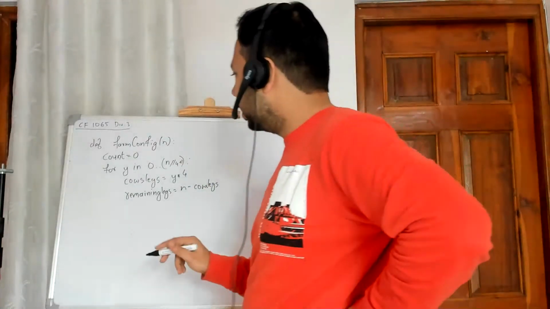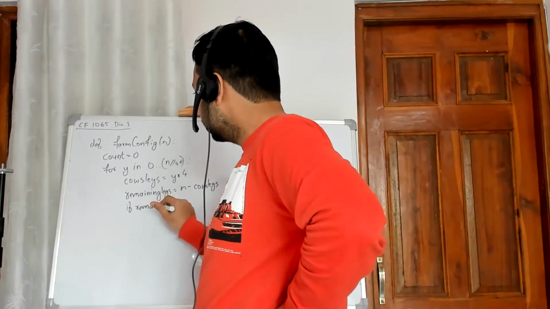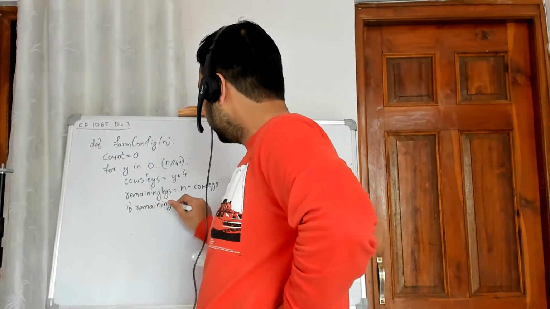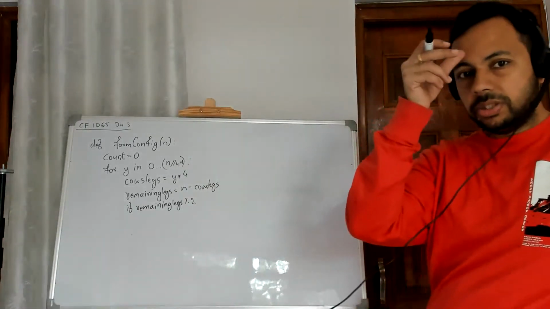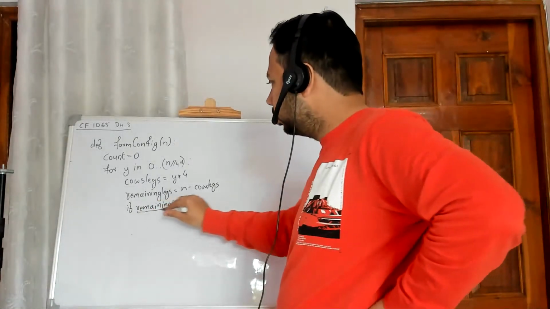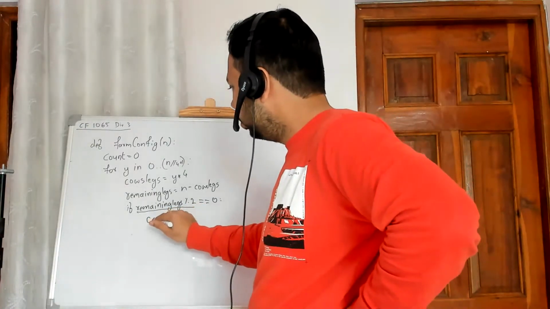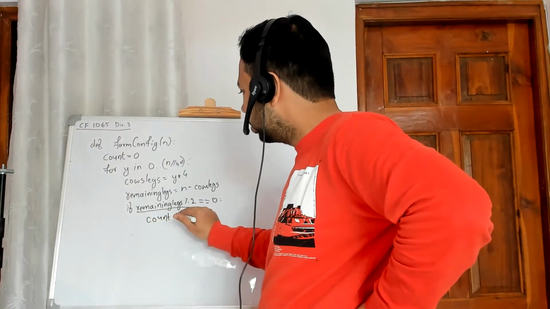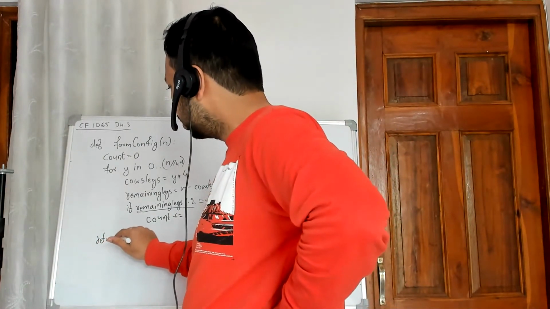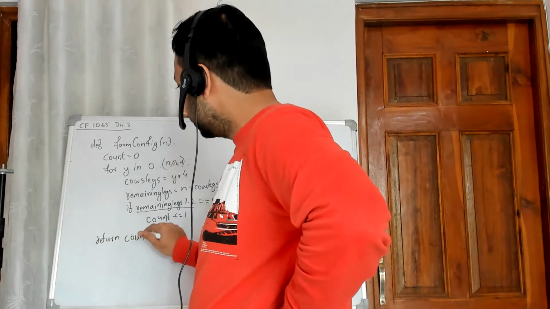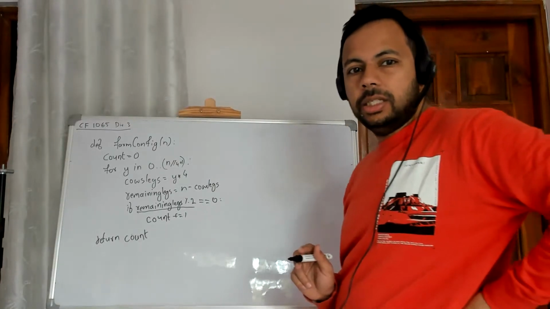Then once you have these remaining legs, you just check if remaining legs mod 2, because there should be an even number of legs for hens to use. If this mod 2 is equal to 0, you do count plus plus, count plus is equal to 1, and here you come and return count. That gives you the number of configurations.